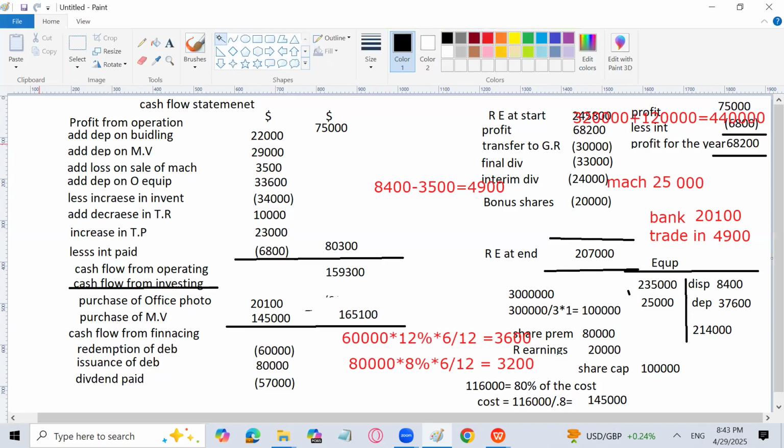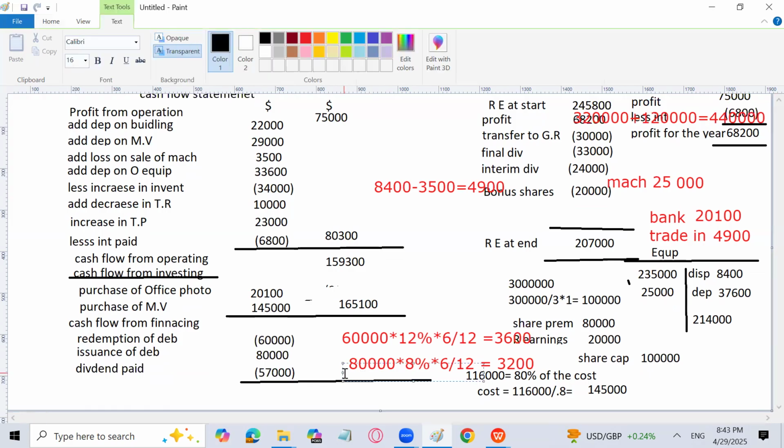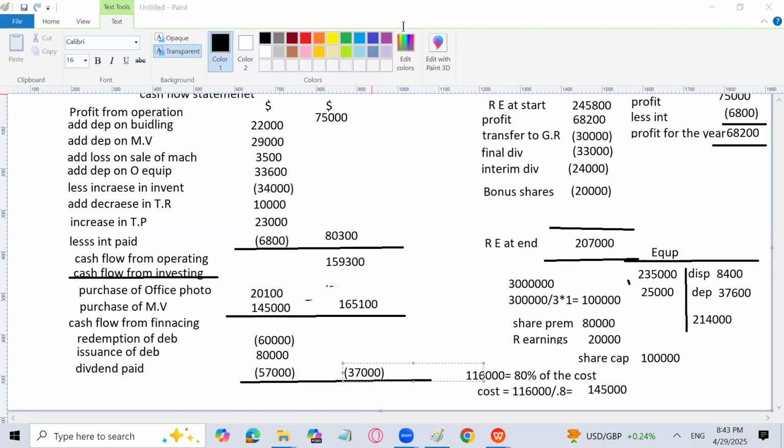We will go with the total, and we can find the net cash position. What does it come to? Negative 37,000. Okay, negative 37,000 is going to be this. So now let's calculate the net cash increase or decrease. How much does it come to?